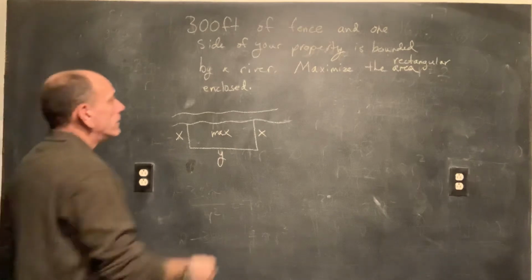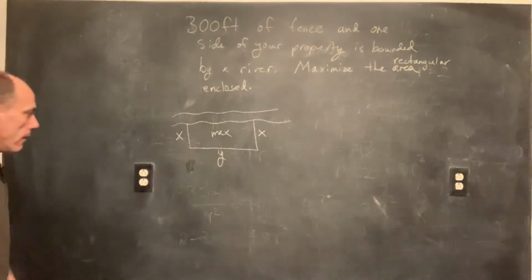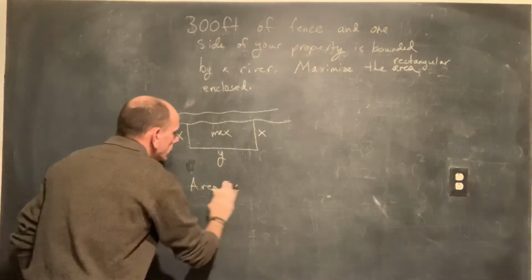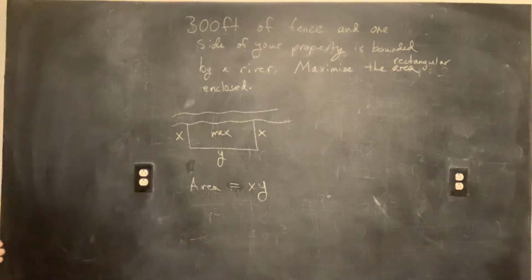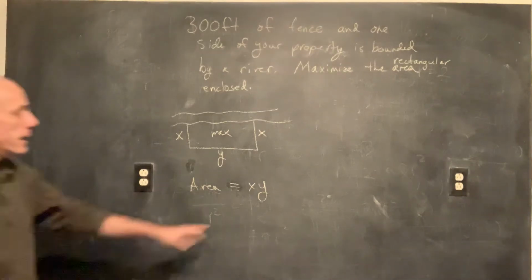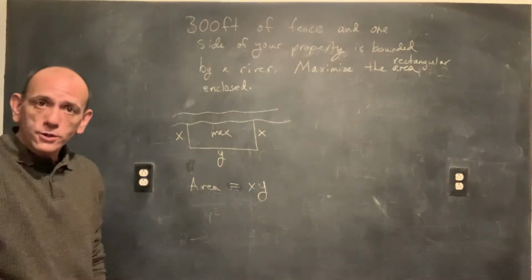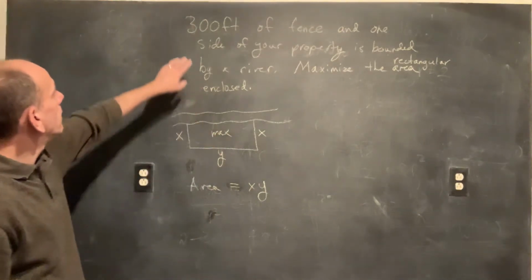All right, and so it says maximize this rectangular area. Well, a rectangular area is just x times y, right? Rectangular area. So that's our objective function, but again, I've got two variables in there and I don't really know which direction to go. So let's look back at our situation here.